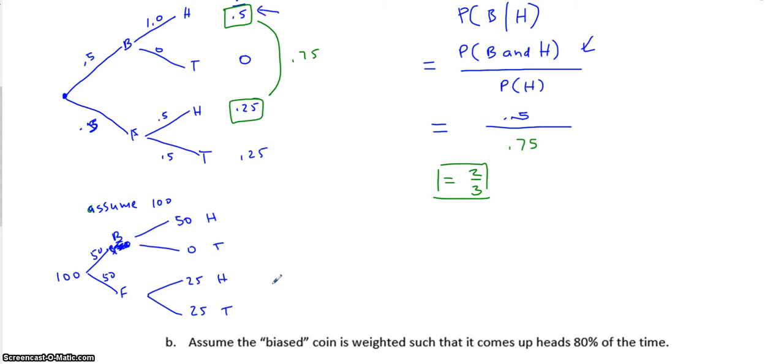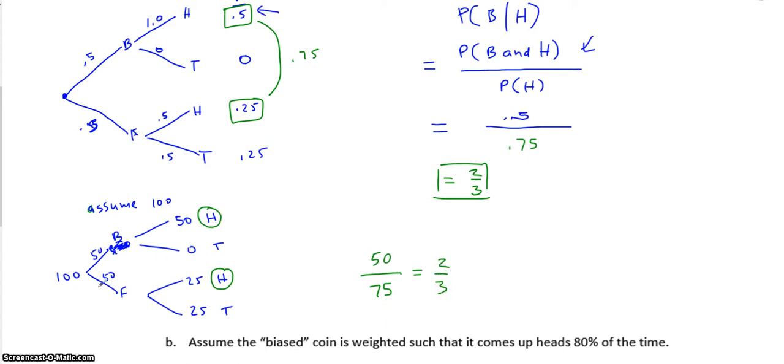So now if I asked you the question, what's the probability that I picked the biased coin given that I flipped heads? Well, one way to think about that is to ask how many heads showed up out of my 100. Well, there were 75 heads. That's my total sample space. And then how many of those heads came from the biased coin? Well, I just have to look back at the tree diagram here and I say, oh, 50 of those came from the biased coin path.